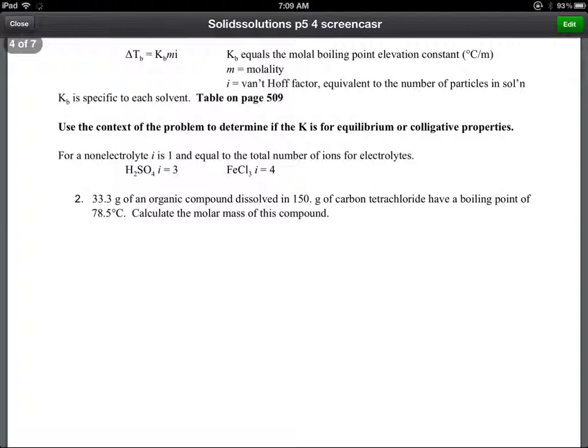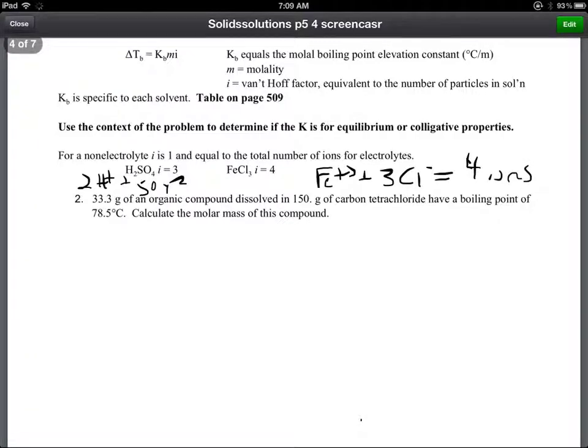And this is where it's important to know whether you have an ionic substance or a molecular substance. So if you jump down a few lines here, you'll see for a non-electrolyte, i is always 1, or it's equal to the total number of ions for electrolytes. So when we ionize H2SO4, we get 2 H+ ions, plus an SO4 2- ion. Remember, that's a two-step ionization. So that would be 3. For FeCl3, you're going to get an Fe3+ ion plus 3 Cl- ions. So that gives you a total of 4 ions. Okay.